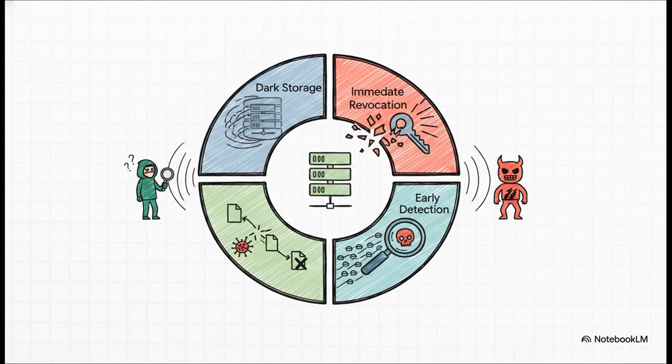First off, dark storage. If attackers can't even see your network shares, they can't attack them. Simple as that. Second, that per-object authorization we talked about, it basically kills lateral movement between files. A compromised account can't just wander through your entire file system. Third, if you do detect a compromise, you can revoke that user or device's access instantly. Gone. And finally, because every single action is logged, you can use analytics to spot weird activity, like massive data exfiltration, which is often the first sign of a ransomware attack brewing.